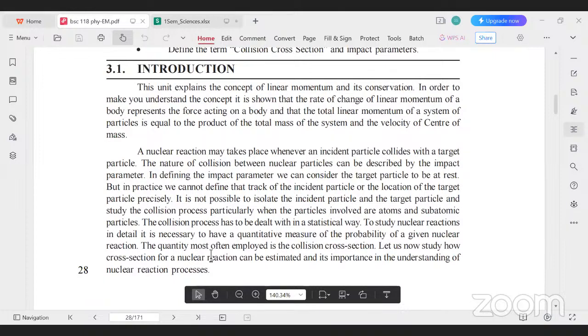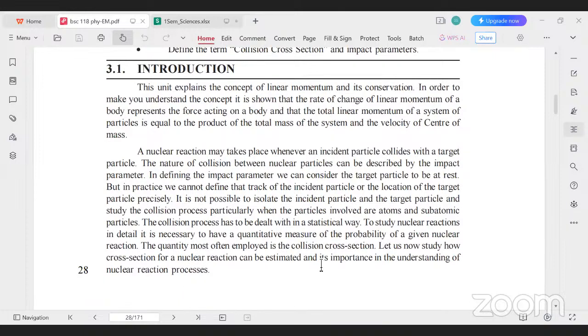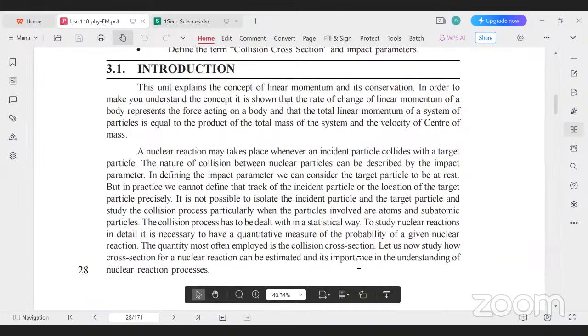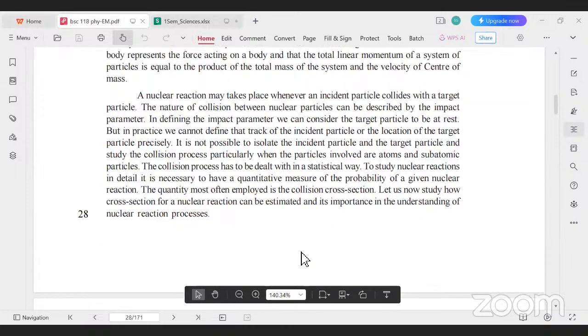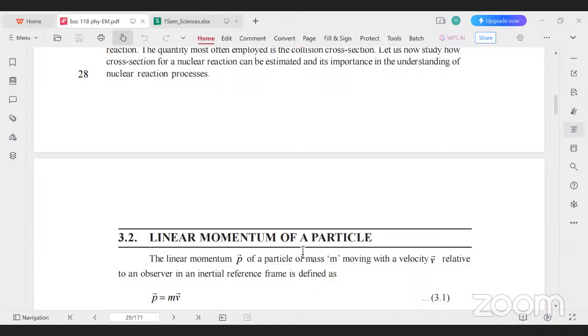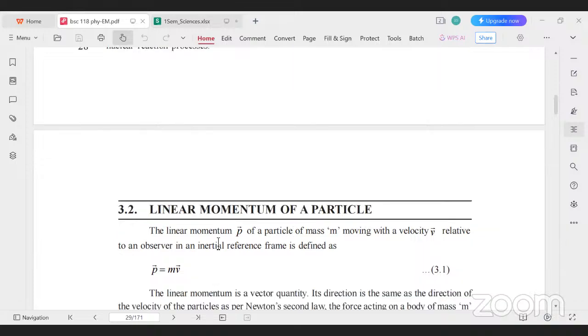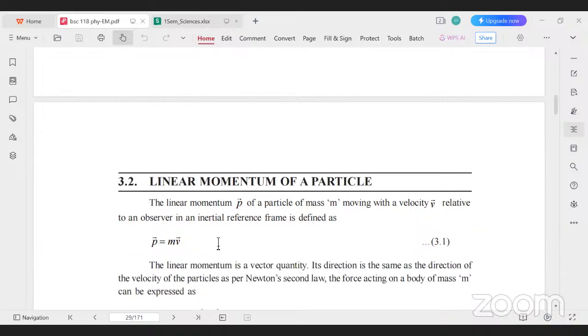The quantity most often employed is the collision cross section. Let us now study how the cross section for a nuclear reaction can be estimated and its importance in understanding the nuclear reaction process. They have given an introduction about linear momentum and collision, so we are going further with the linear momentum of a particle. A particle can be anything. Let us see what linear momentum of a particle is.